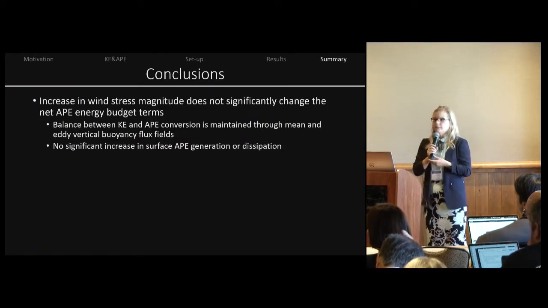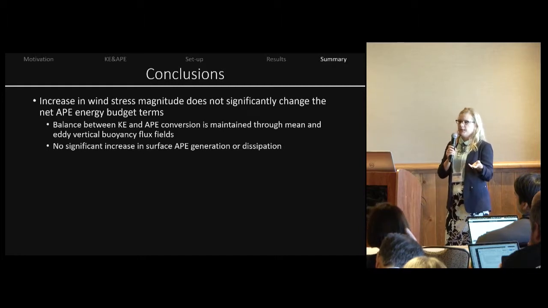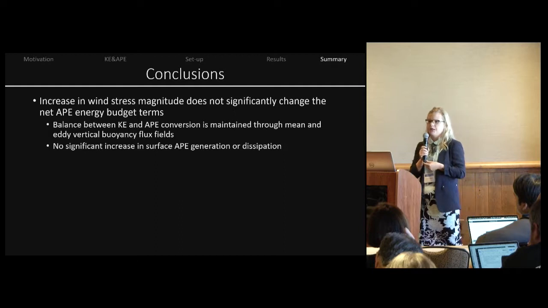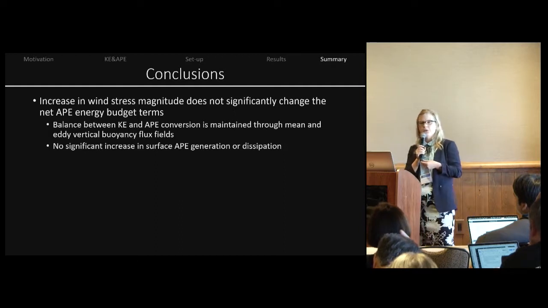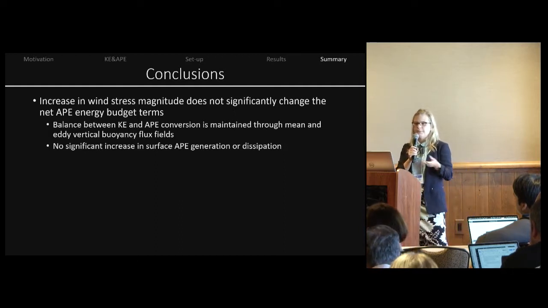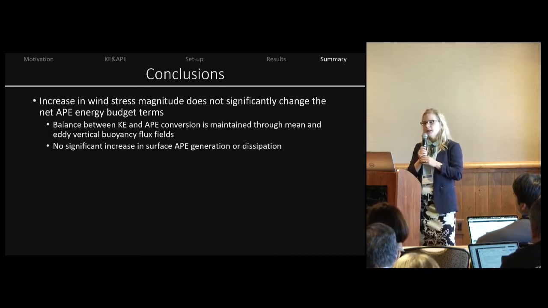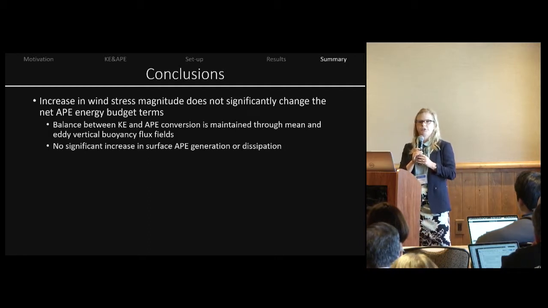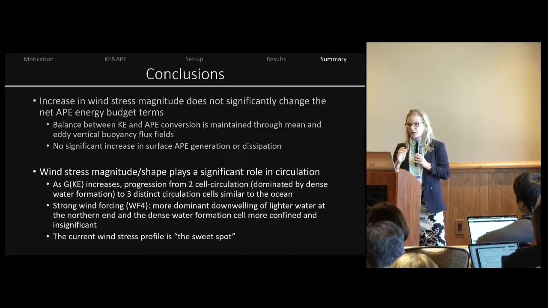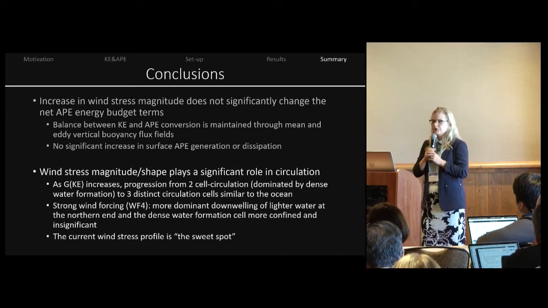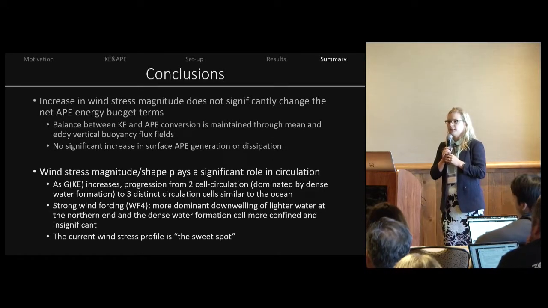So just to summarize my talk, first, the increase in wind stress magnitude does not significantly change the net APE energy terms. You have a balance between kinetic energy and APE conversion that is maintained through mean and eddy vertical buoyancy fluxes. And you don't see any significant increase in surface APE generation or dissipation. However, wind stress magnitude and shape do play a significant role in the shape of the circulation.